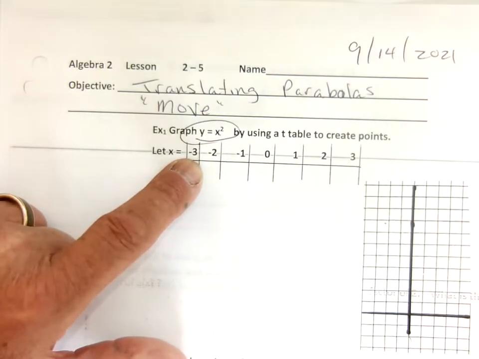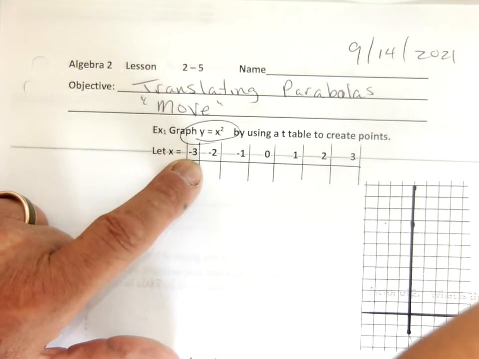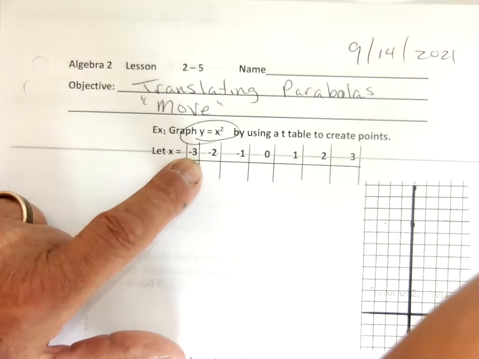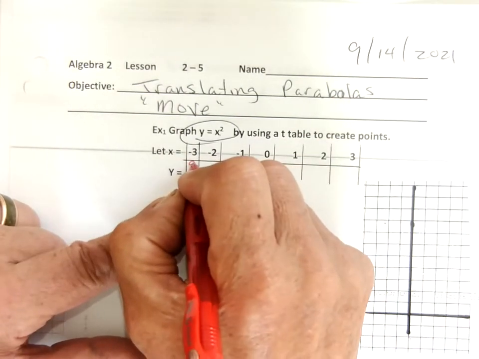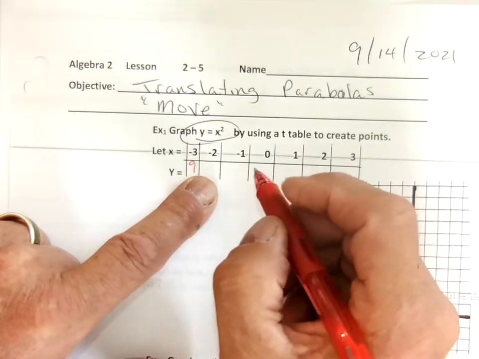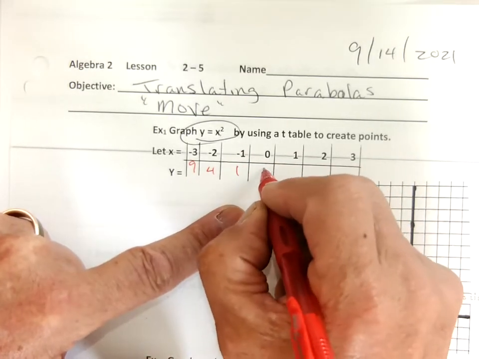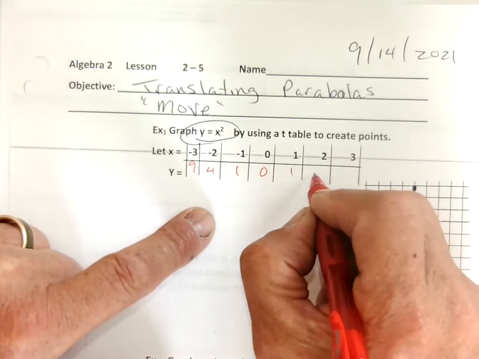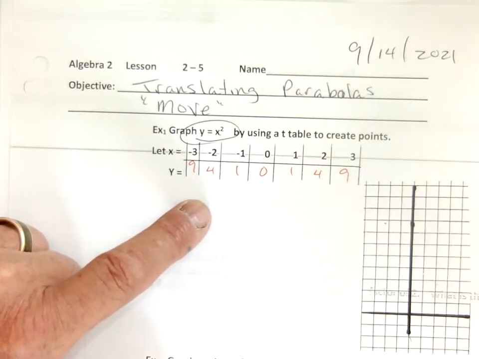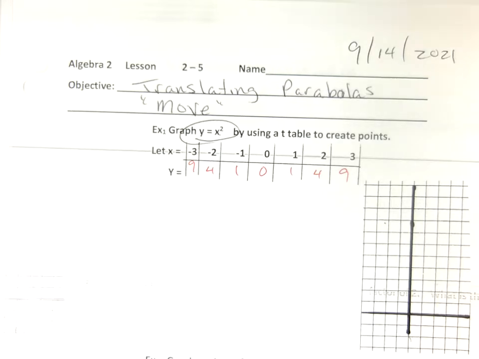Okay. So if we plug in -3, what's -3 squared? Positive 9, you agree? Yep. Positive 9, okay, so we're going to put positive 9. What's -2 squared? 4. Good. -1 squared? 1. 0 squared? 0. 1 squared? 1. 2 squared? 4. 3 squared? 9.